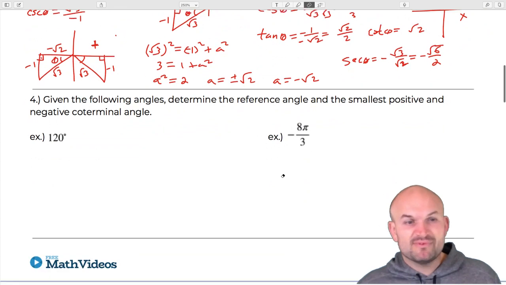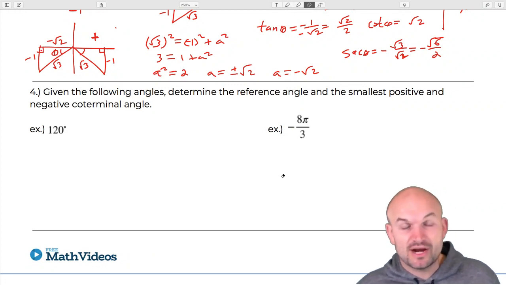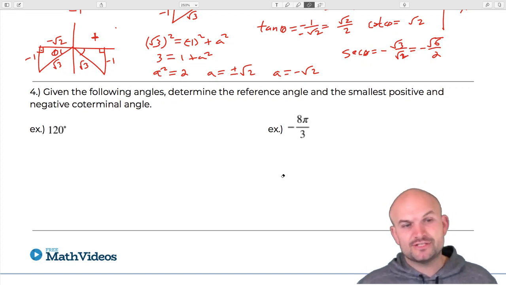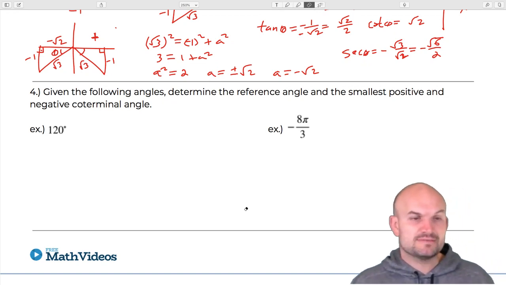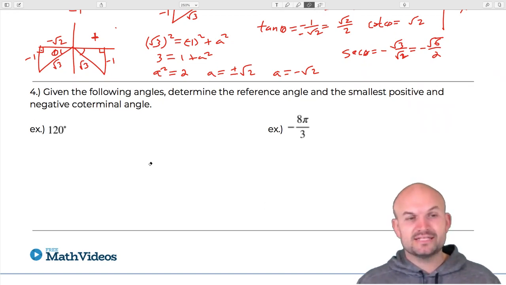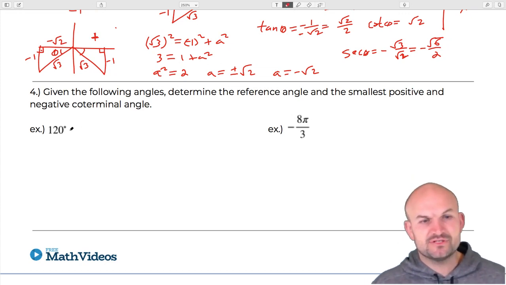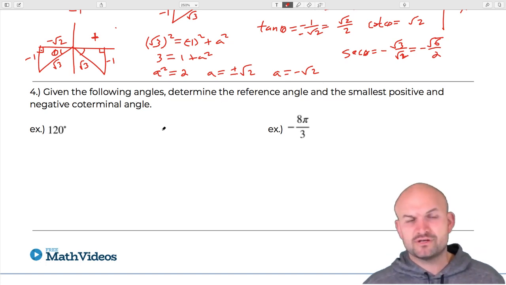All right, for question number 4, it says, given the following angles, determine the reference angle and the smallest positive and negative coterminal angles. Remember, the basic definition of coterminal angles are angles that have the same initial and terminal side. The easy way to identify coterminal angles is really just to add and subtract 360 or add and subtract 2 pi. So in this first example, all I'm asking is to find the smallest positive and negative coterminal angles.